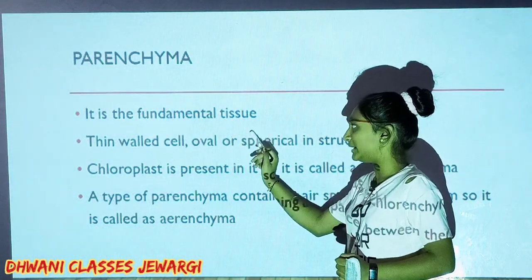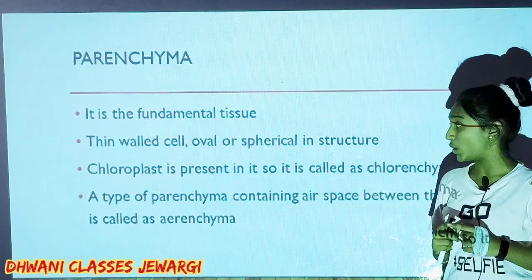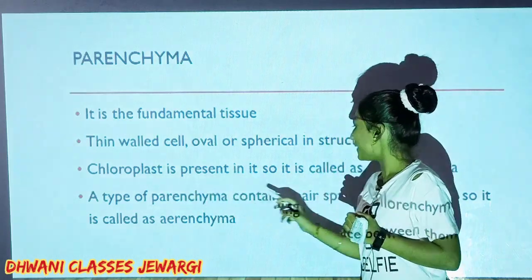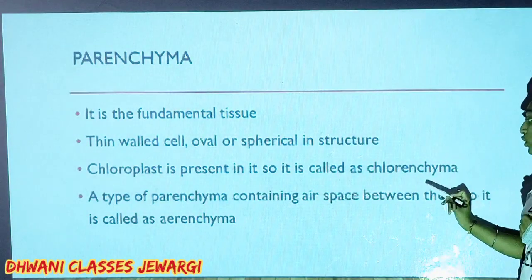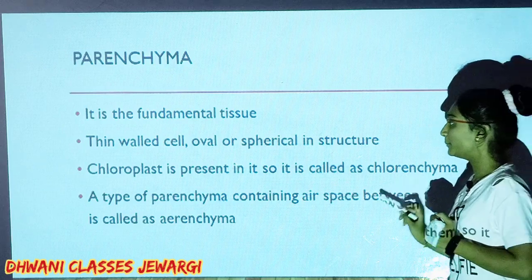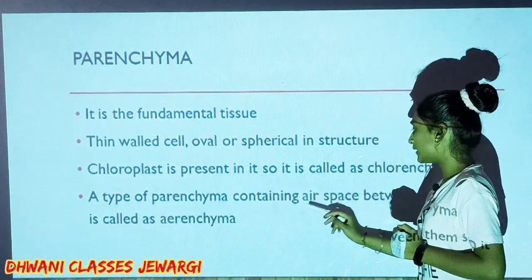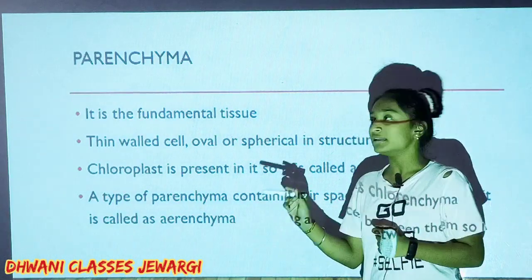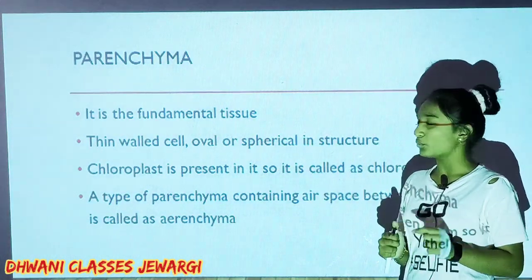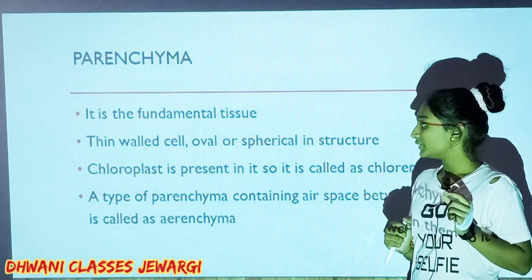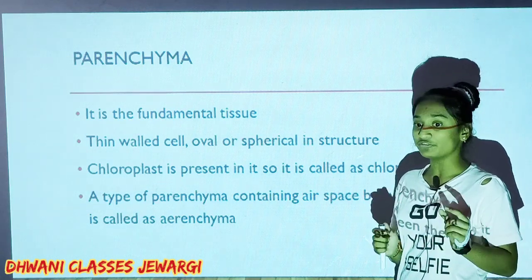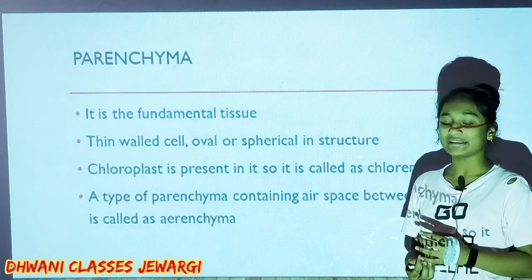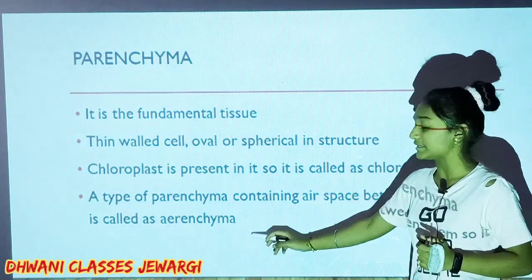Parenchyma is the fundamental tissue which is oval or spherical in structure. When chloroplasts are present, it is called chlorenchyma, not collenchyma. A type of parenchyma containing air spaces between the cells, so the air can pass, is called aerenchyma.